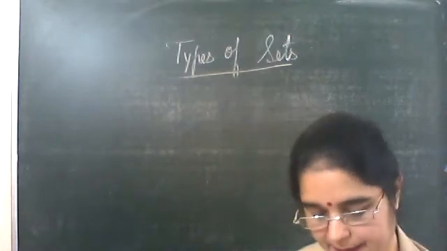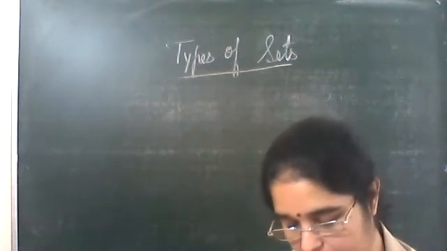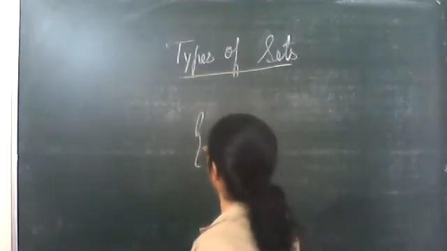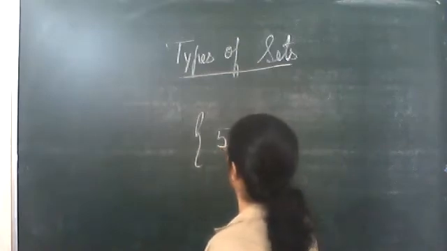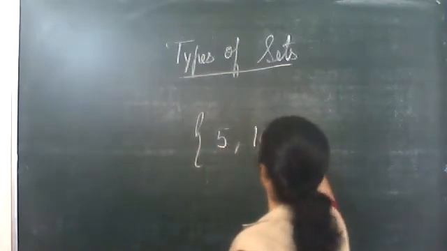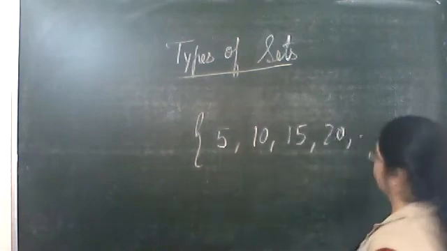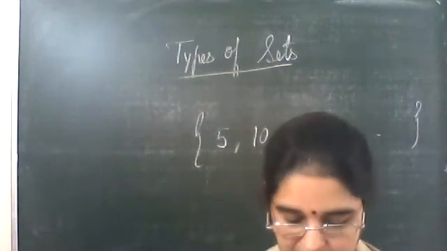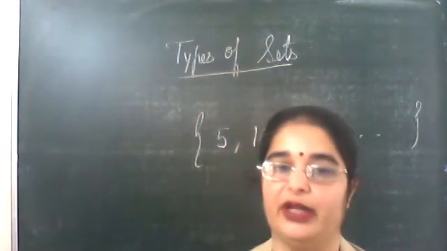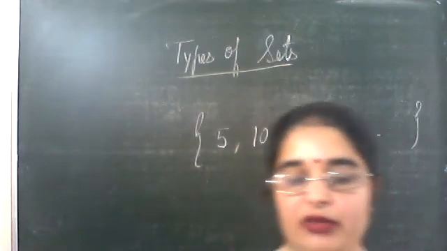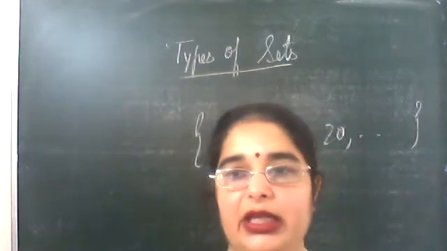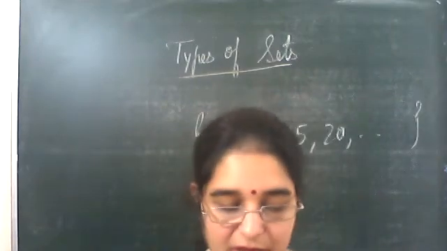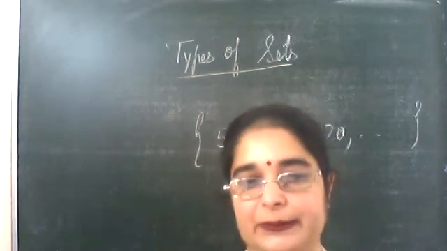The next one is the set of numbers which are multiples of 5. So what are the multiples of 5? 5 ones are 5, 5 twos are 10, 15, 20, and so on. There will be an infinite number of multiples of 5. Clear? There will be many numbers. So it is an infinite set.